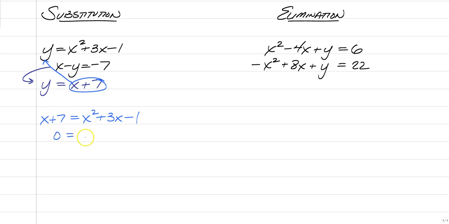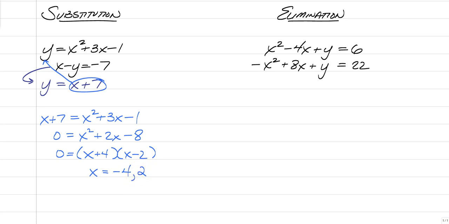So 0 is going to be equal to x squared plus 2x minus 8 after you subtract the x and the 7 over to the right side. And now to factor, what multiplies to a negative 8 but adds to 2? That's going to be an x plus 4 and an x minus 2. So x is equal to a negative 4 and a positive 2.